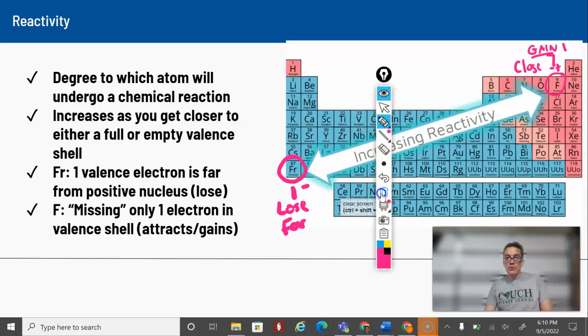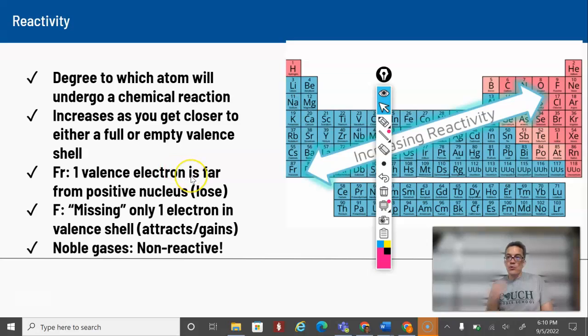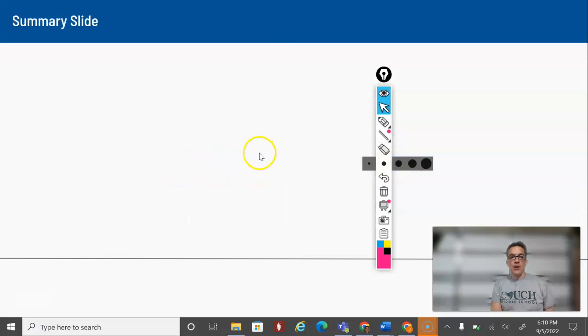And then the last thing to remember is we do have a column over here that's not going to be reactive at all, right? Remember those noble gases, helium, neon, argon, that very last column, their electron shells are already completely full. So they're not going to be doing anything with the electrons at all. And so they're totally non-reactive. So even though this arrow is moving to the upper right-hand corner, it needs to stop before it gets to that last column because the noble gases are not reactive.